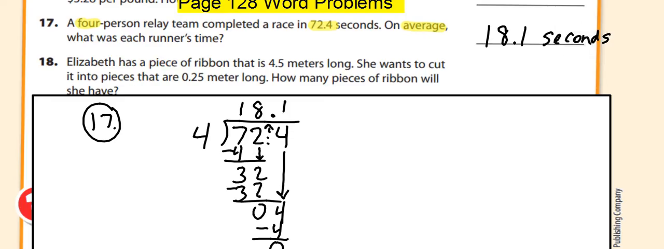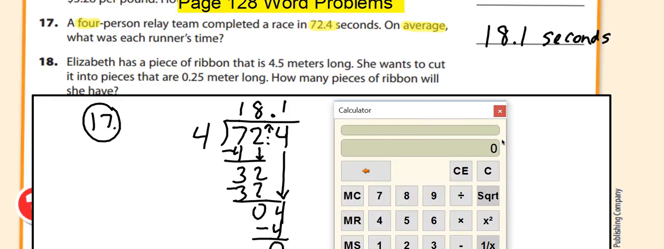Now, I think the best way to check this answer would be to multiply the number of seconds that each runner took, 18.1, times the number of runners, and that should be our dividend, 72.4, and it is. That's proof that we got number 17 right.